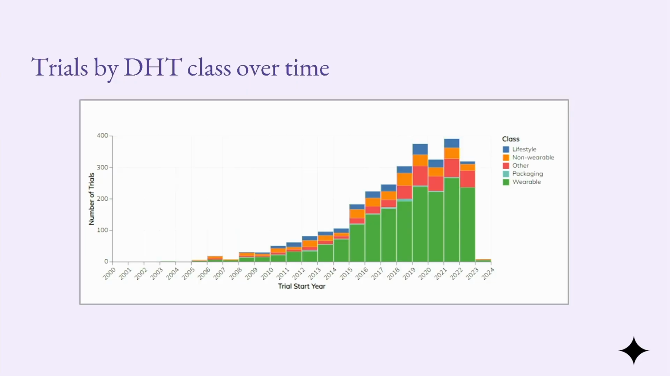So this shows the trial volume by these different classes that we use. We had, as I mentioned, lifestyle devices, non-wearables, packaging, wearable devices. Other is a category I'm not happy with, so this is another thing to be improved upon with the ontology. Basically that included things like ingestibles and subcutaneous implants. But a lot of this activity was driven by continuous glucose monitors. So, those devices are complicated.